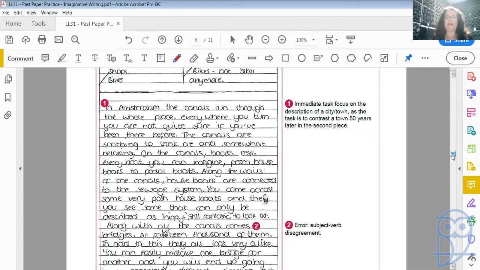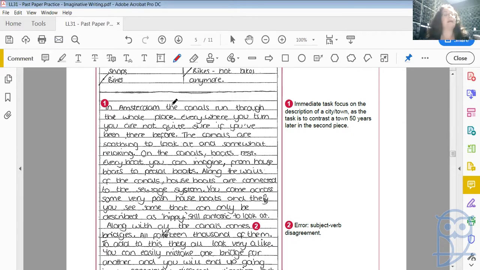So, in Amsterdam, the canals run through the whole place. What does the examiner say about this? There is an immediate task focus on the description of a city or town, as the task is to contrast a town 50 years later in the second piece. So in other words, the student has immediately gone on into the topic without wasting time.